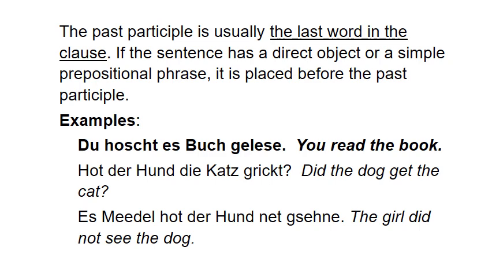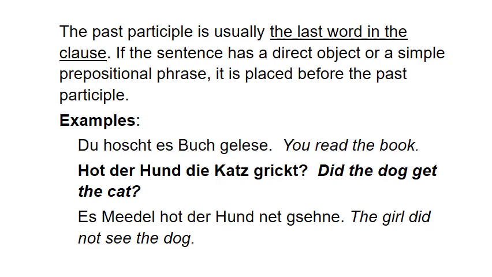Let's look at some examples. If you wanted to say you read the book, the verb read is lezen, gelezen. So gelezen would be the past participle. And you combine that with the right form of ich habe. So du hast, you have. Du hast das Buch gelezen. You read the book. Literally, you have the book read. That gelezen, the past participle, goes at the end.